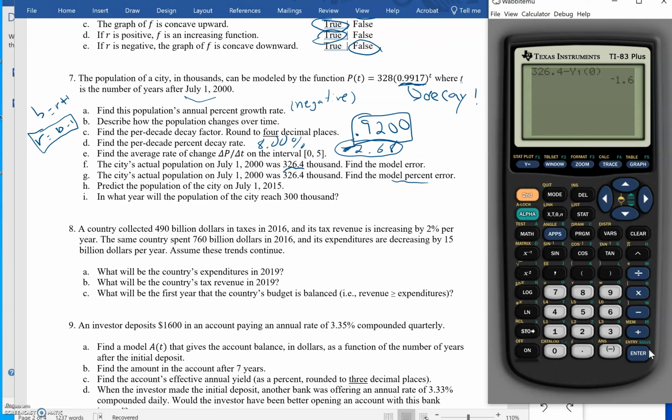Now to get the model percent error, the formula for that is the model error divided by the actual value times 100. So I just need to take this and divide it by the actual value, which is 326.4, and then multiply that by 100. And there's our percent error, negative 0.49%.